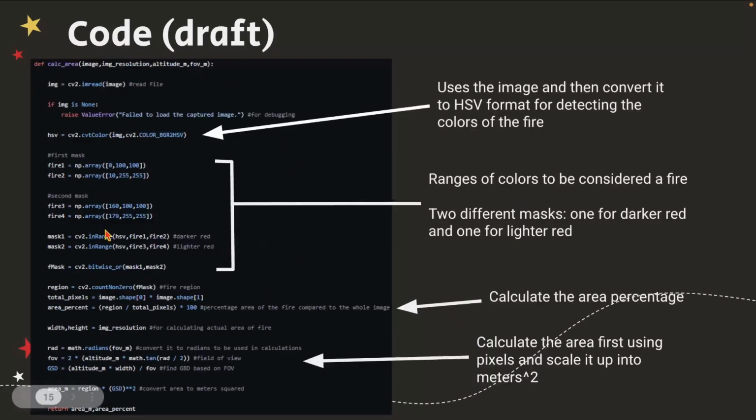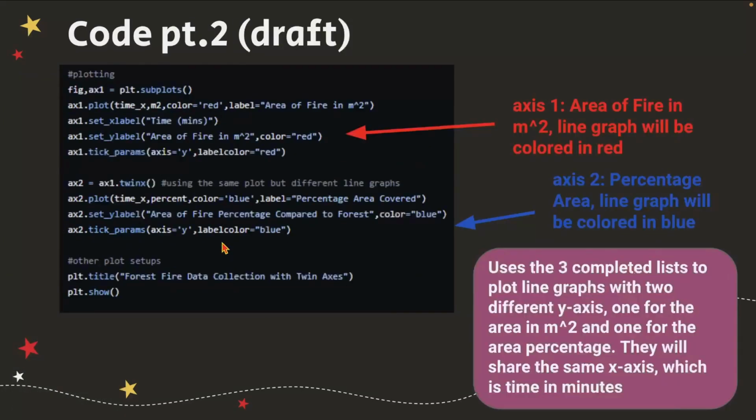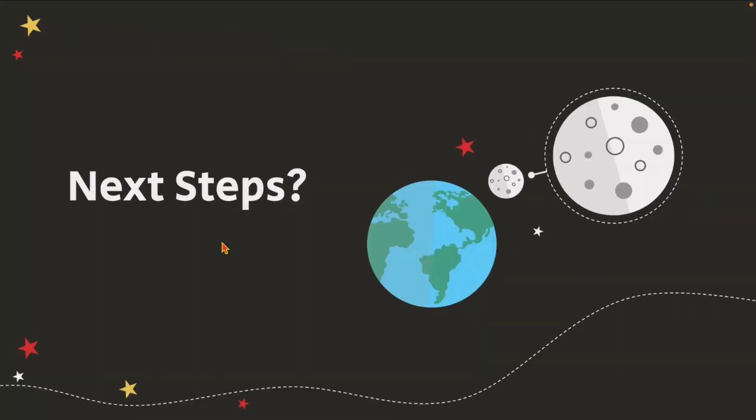So right here, we have the calculate area function. So first, we create 2 different masks to be used to isolate the wildfires in the images. So we have a mask for darker red and mask for lighter red. And after we calculate the areas, we return it back to the main function to be used. So our next steps will be to test our code and fix any errors that come up, and then we will add more complexity if possible to make our data results more accurate.